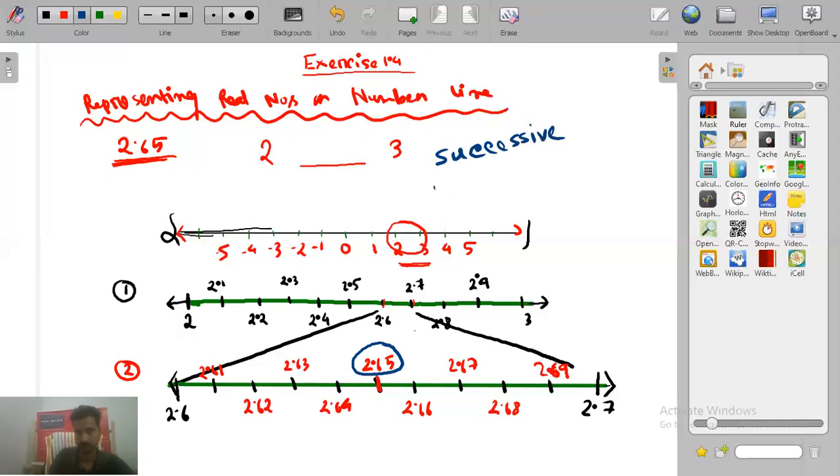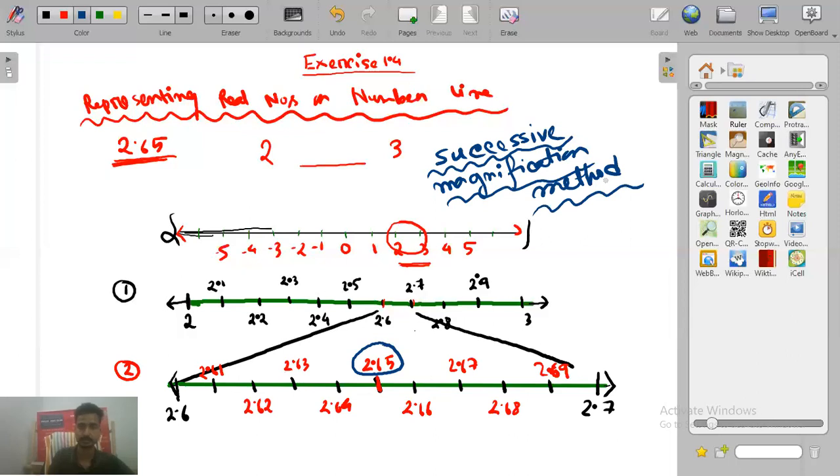Successive magnification method. This method is known as your successive magnification method. Okay, this method is known as successive magnification method.